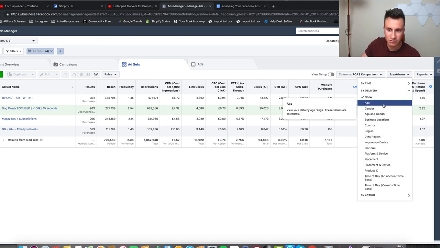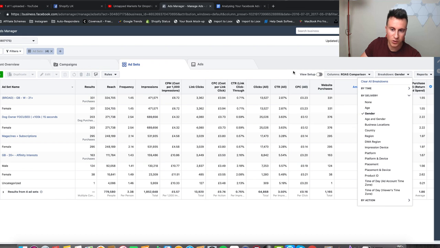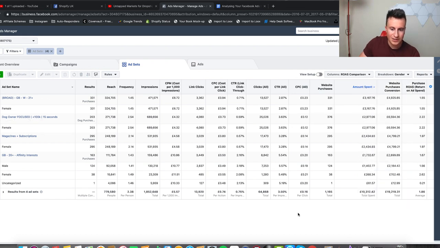So we want to go by delivery, and then most commonly is the gender, which is the first one. Now, this is not the greatest example, in fact, because the first 3 ad sets are female only. However, if we have a look at the bottom one, we can see we've got male and female. And if we just look at the 2 ROASes, you can see that male is performing at 1.56, but then female is completely trumping that at 2.62.